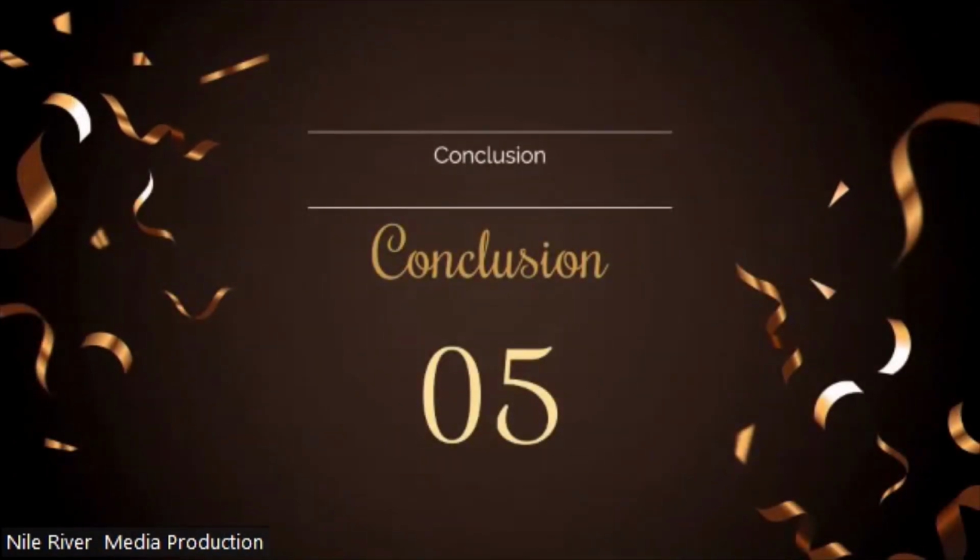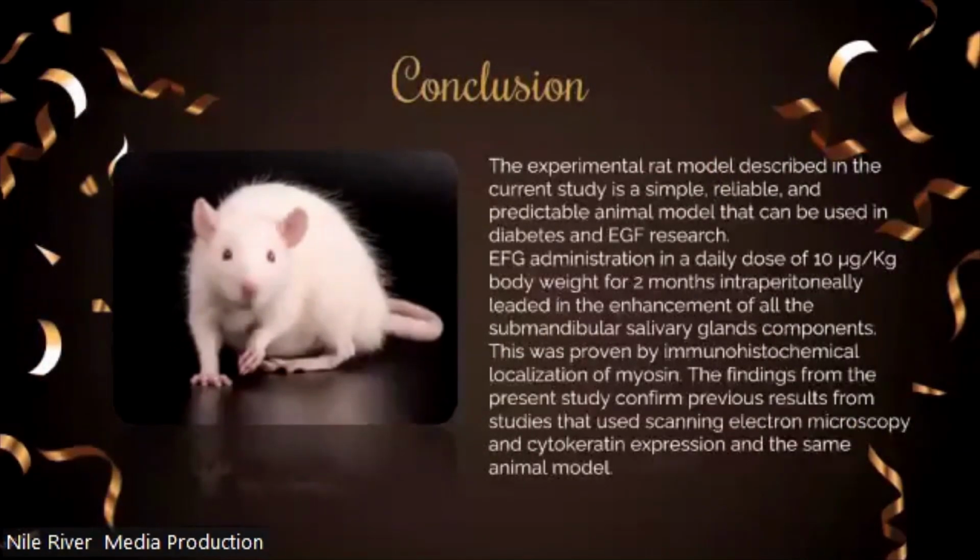In conclusion, the experimental rat model described in the current study is a simple, reliable, and predictable animal model. It can be used in diabetes and epidermal growth factor research. The epidermal growth factor administration in a daily dose of 10 microgram per kilogram body weight for 2 months intraperitoneally leads to enhancement of all the submandibular salivary gland components. This was proven by immunohistochemical localization of myosin.